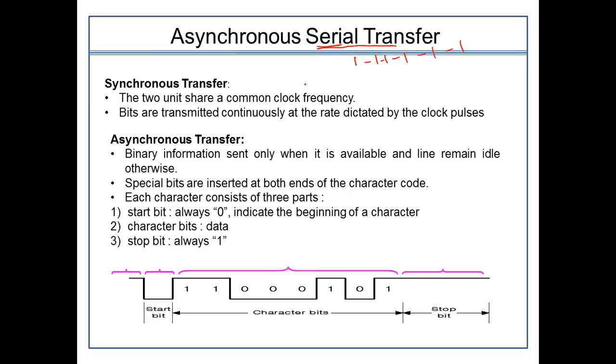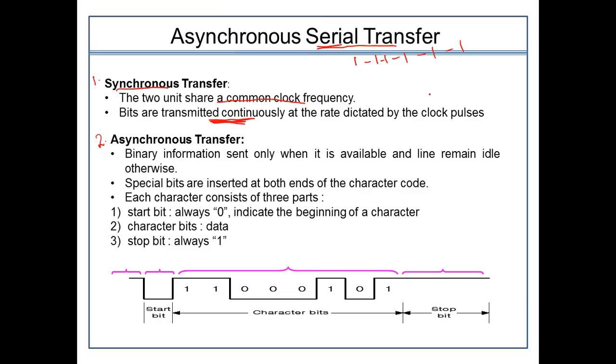So what happens now if it is a synchronous transfer? We know that the transfer of data can happen in two ways, synchronous and asynchronous, right? If it is synchronous, then it is necessary that both the units are available and share a common clock pulse, which is transmitted continuously, at a rate dictated by the clock pulse.